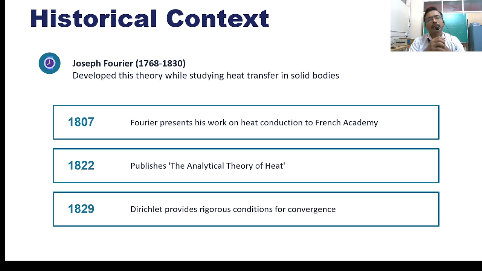This was invented in 1807 by Joseph Fourier, who lived between 1768 and 1830, and he presented his work in the French Academy in 1807 but published his work in 1822, The Analytical Theory of Heat. In 1829, another mathematician called Dirichlet provided rigorous conditions for when this Fourier series exists for a given function f of x.